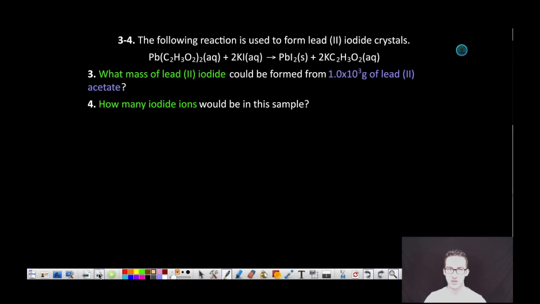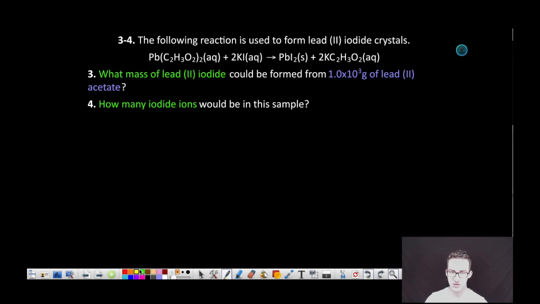We've actually got two problems in one here. It says the following reaction is used to form lead-2 iodide crystals. Boom, your reaction is written for you already and it's already balanced. Two questions are, what mass of lead-2 iodide could be formed from 1.0 times 10 to the 3 grams of lead-2 acetate? And question number 4, how many iodide ions would be in the sample?